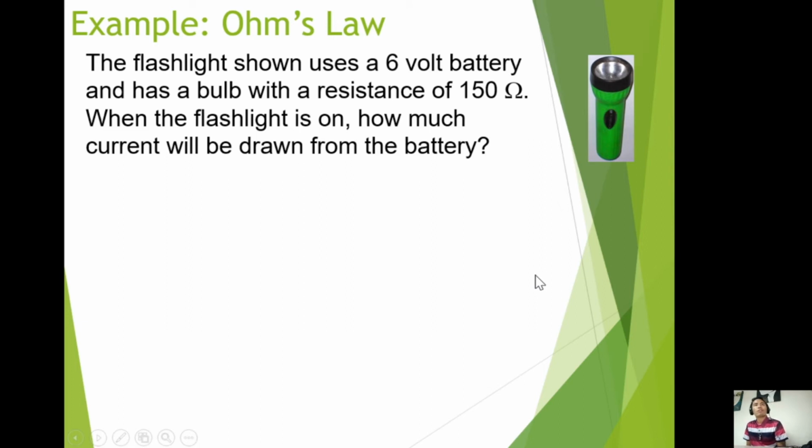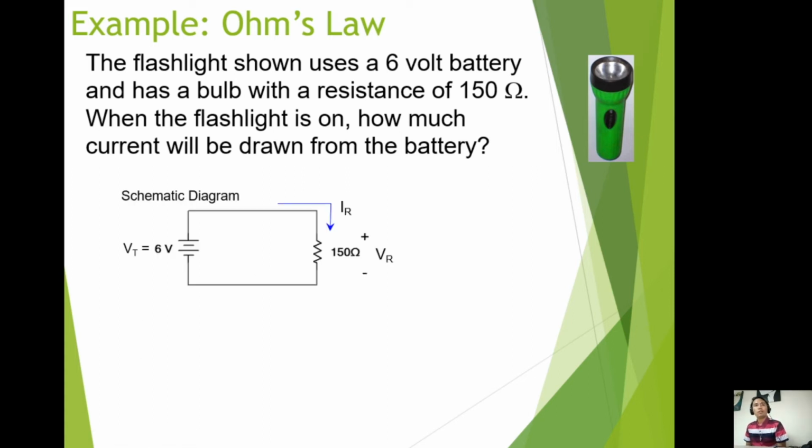Also, for example, the flashlight shown uses a 6-volt battery and has a bulb with a resistance of 150 ohms. When the flashlight is on, how much will be the current drawn from the battery? The schematic diagram of this problem is this one. You have a source of 6 volts, a circuit resistance of 150 ohms, and the unknown is the current.